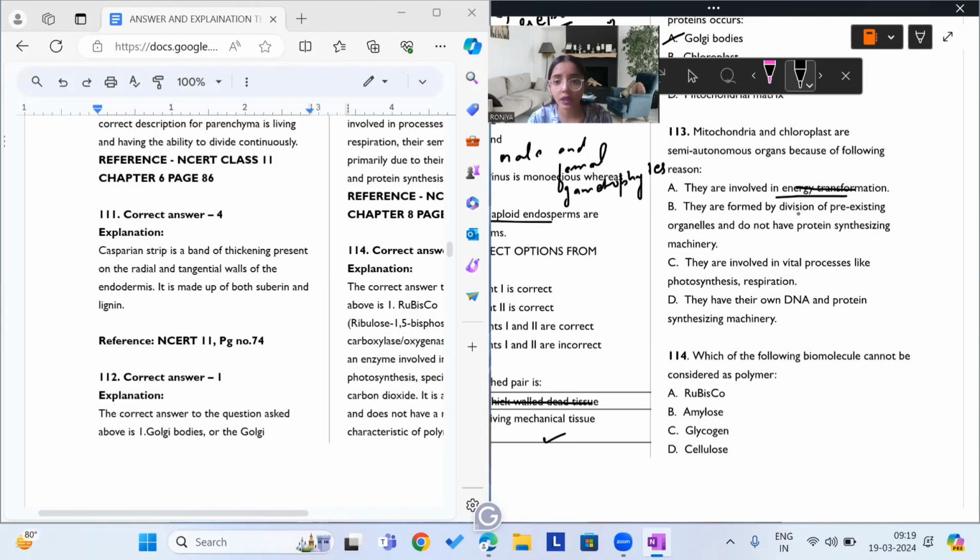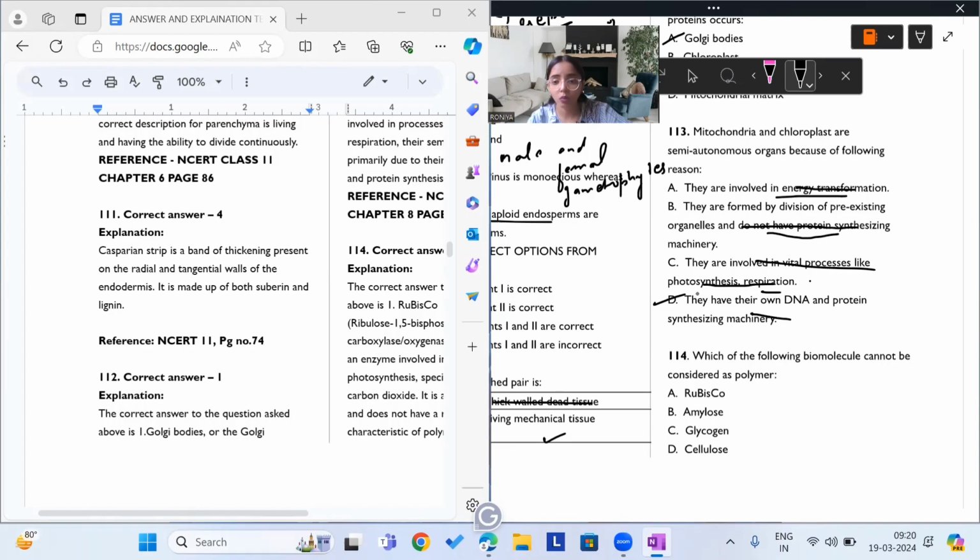They are formed by division of pre-existing organelles. Yes, this is correct. They do have protein synthesizing machinery. So it is saying they do not have protein synthesizing machinery. That is wrong. They are involved in vital processes like photosynthesis and respiration. Yes, this is correct, but that is not the reason why they are semi-autonomous. So answer is correct, statement is wrong. Answer is wrong, statement is correct. They have their own DNA and protein synthesizing machinery. Yes, this is correct, and this is also the reason why they are semi-autonomous. So answer to question 113 is the fourth option.